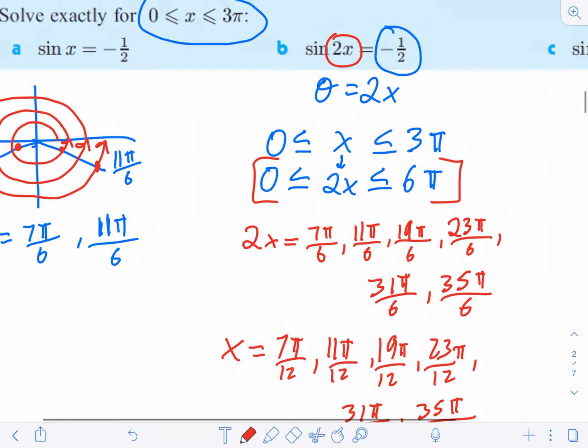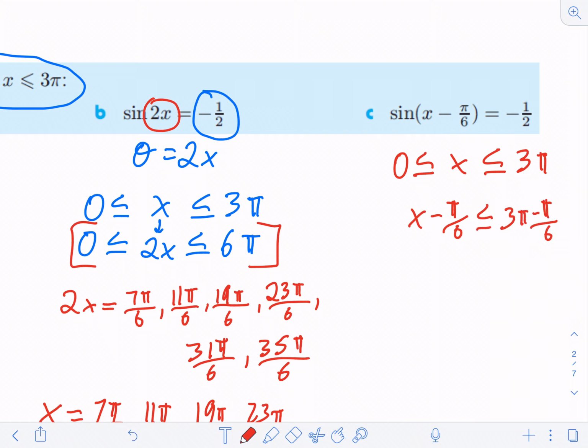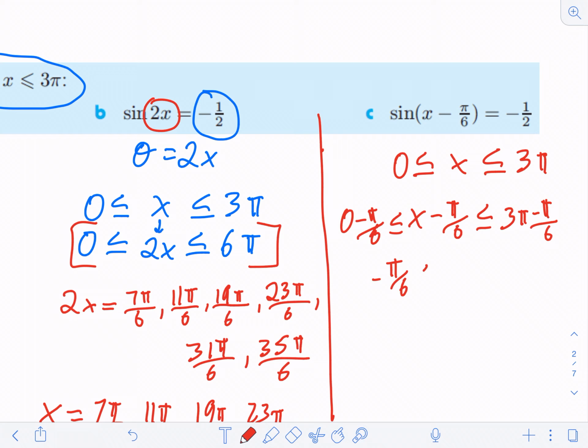Let's try one more. How about sine of x minus pi over 6 equals negative 1/2. So let's see what happens here. For this one, instead of having 0 to 3 pi like we did in the original problem, it's now going to be minus pi over 6. So I'm going to have to put a minus pi over 6 on both of these. To simplify that, what's 0 minus pi over 6? That's negative pi over 6, for x minus pi over 6. And 3 pi minus pi over 6, what's 18 pi over 6 minus pi over 6? So it's going to be 17 pi over 6. So that's what I'm going to be looking at here.